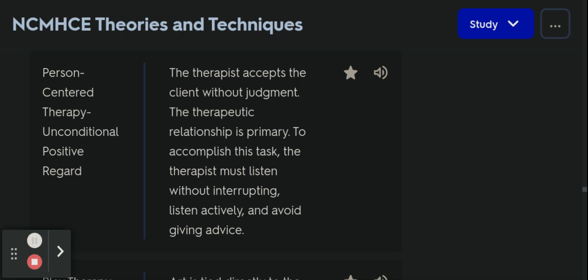Person-centered therapy, unconditional positive regard. The therapist accepts the client without judgment. The therapeutic relationship is primary. To accomplish this task, the therapist must listen without interpreting, listen actively, and avoid giving advice.